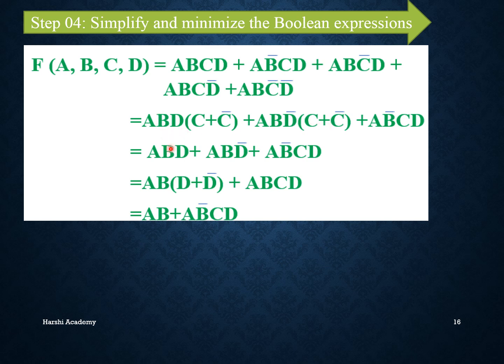Now we can write these two terms and this term. Here D plus D bar equals 1, plus A B C D. Then this is the simplified equation.